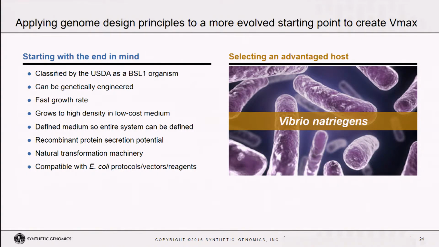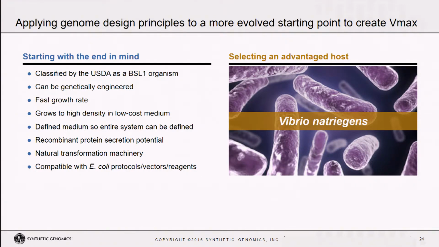It's not a pathogen. It can be genetically engineered. It has a fast growth rate. In fact, this is the fastest growing organism that's known in the world. It has a doubling time of less than 9 minutes. It grows to high density and low cost medium. It grows in defined medium, so you can then therefore begin better defining the complete genetic system. It has the potential for recombinant protein secretion.